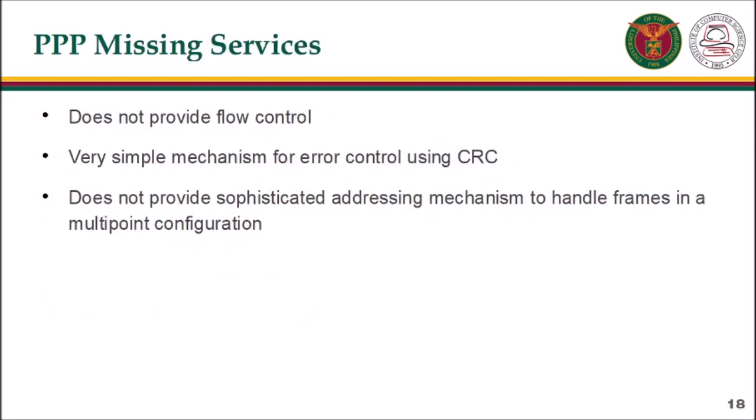PPP does not provide flow control. A sender can send several frames one after another with no concern about overwhelming the receiver. PPP has a very simple mechanism for error control. A CRC field is used to detect errors. If the frame is corrupted, it is silently discarded. The upper layer protocol needs to take care of the problem. Lack of error control and sequence numbering may cause a packet to be received out of order. PPP does not provide a sophisticated addressing mechanism to handle frames in a multipoint configuration.